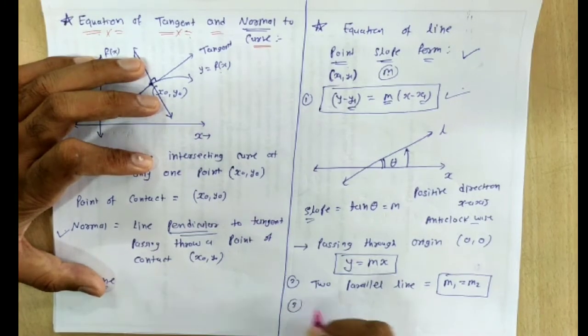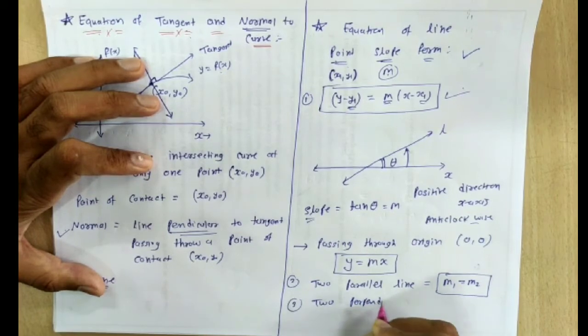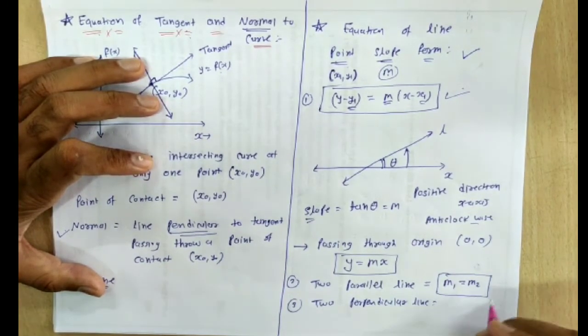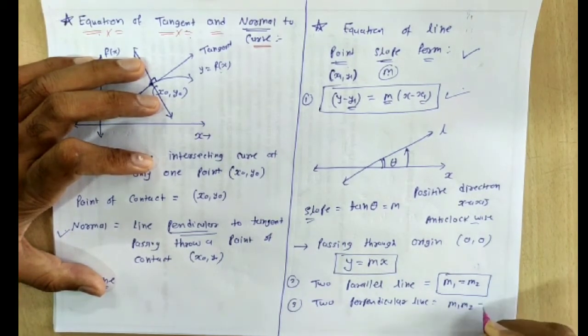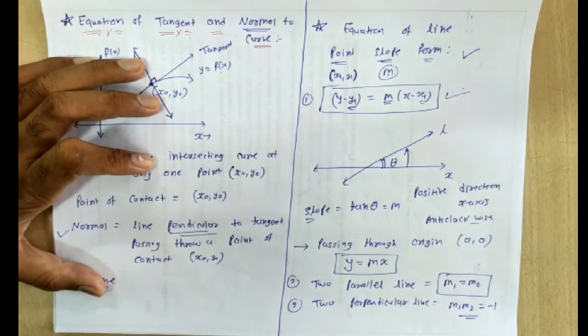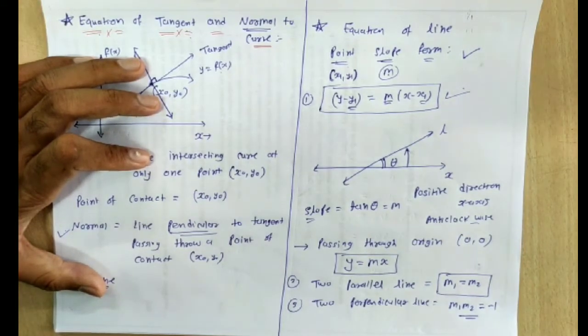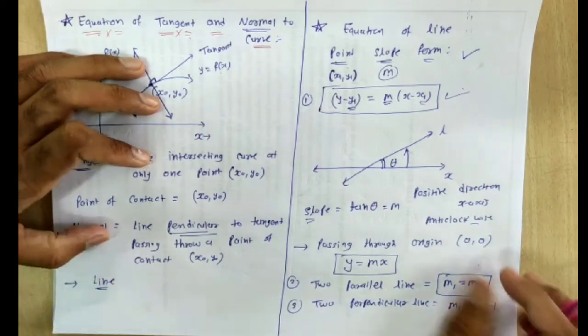And third point, for two perpendicular lines, what is the relation? The product of their slopes is equal to -1. Product of slopes is -1. That means m1 m2 equal to -1. Clear?